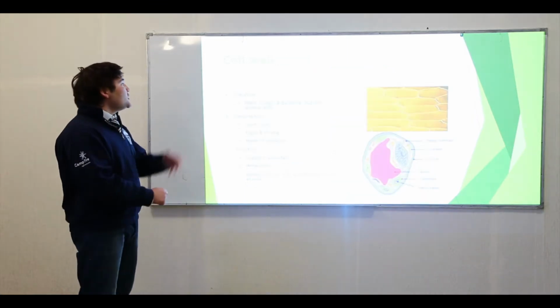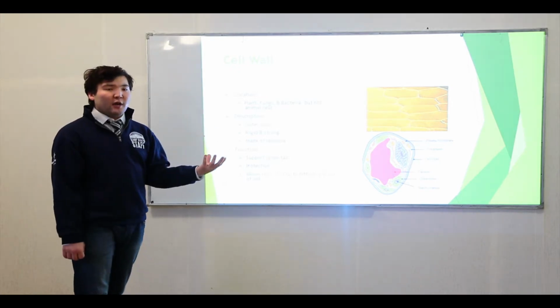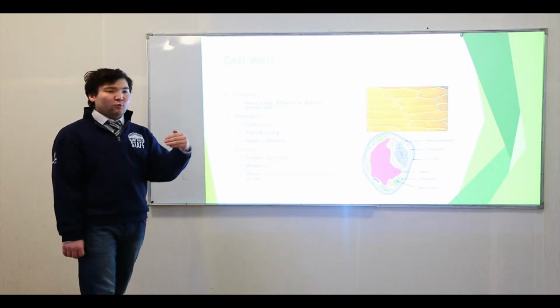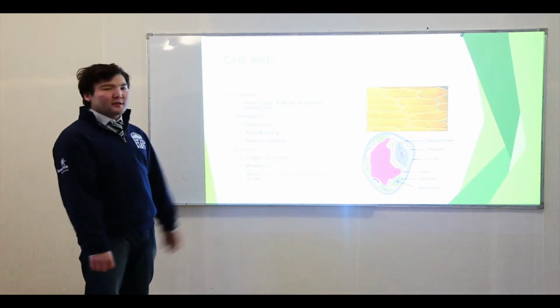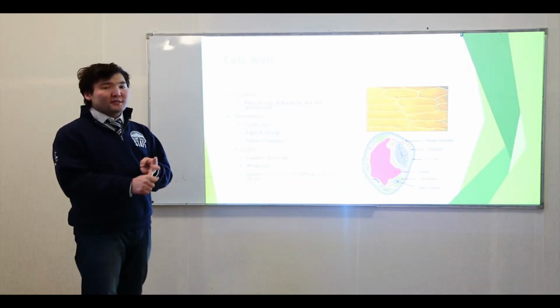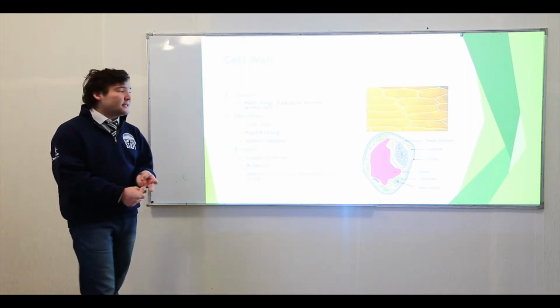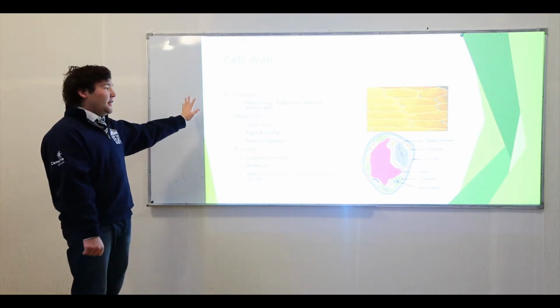Next. So, we said that the cell membrane in plant cells is located within the cell wall. So, what is a cell wall? Cell wall is found only in plants, fungi, and bacteria, but not in animal cells. So, this is one of the main differences between animal and plant cells. So, you should remember that.